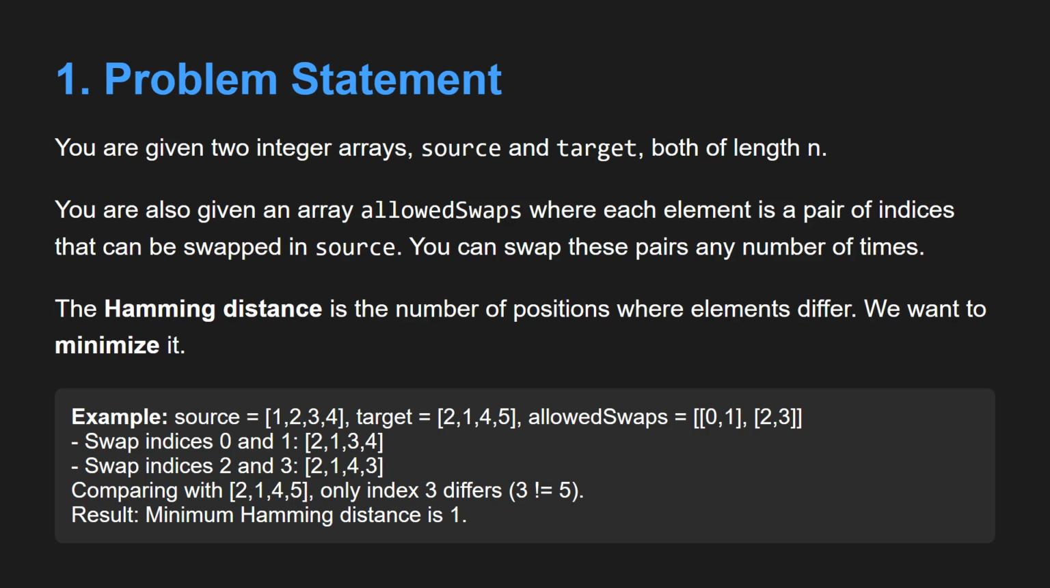For example, if source is 1, 2, 3, 4 and target is 2, 1, 4, 5, with allowed swaps at 0 and 1, and 2 and 3, we can rearrange the first two elements to 2, 1, and the last two elements to 4, 3. The resulting array 2, 1, 4, 3 has only one position differing from the target array, so the minimum Hamming distance is 1.